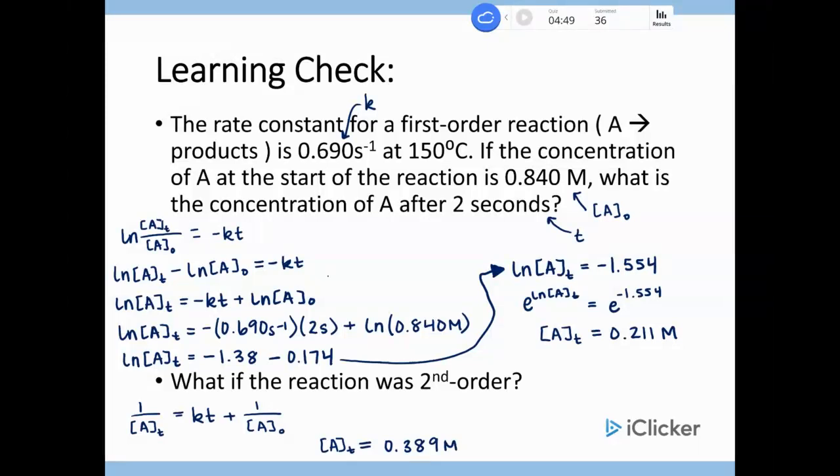Different concentration because the decrease in concentration of reactants is different if you have a first order or a second order reaction. Depends on the order of the reaction.